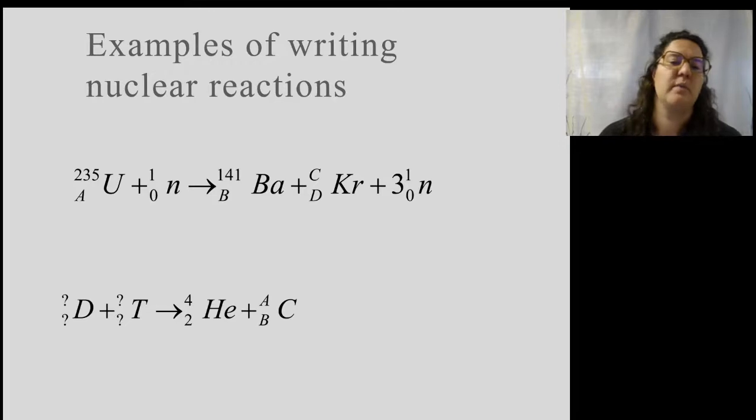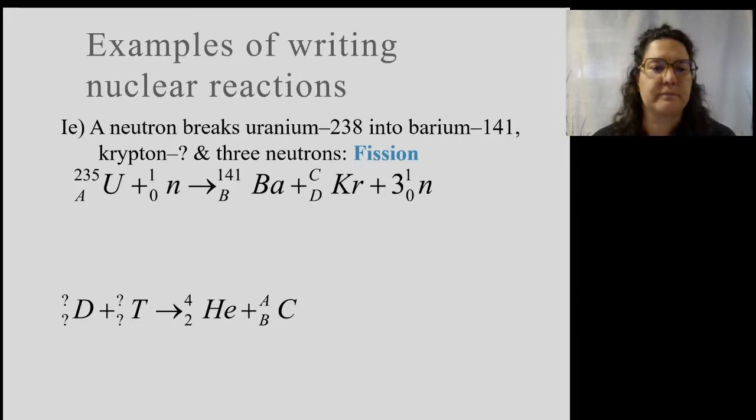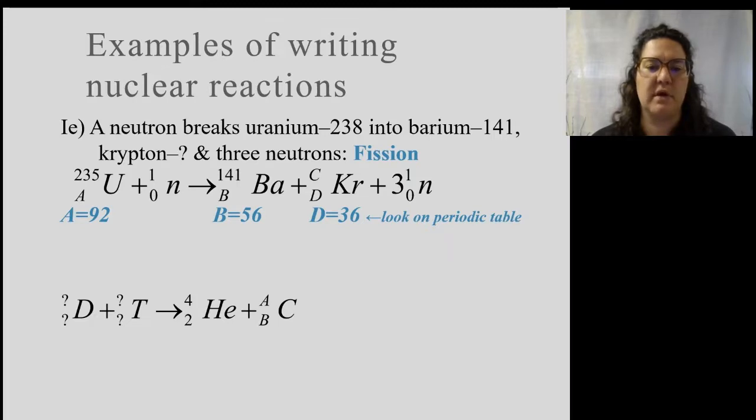So here we're going to start with uranium-235 to produce barium-141, krypton, and 3 neutrons. We want to find out the unknown atomic mass numbers and atomic numbers. When we look on our data booklet, uranium has an atomic number of 92, barium 56, and krypton 36. We just find these on our periodic tables.